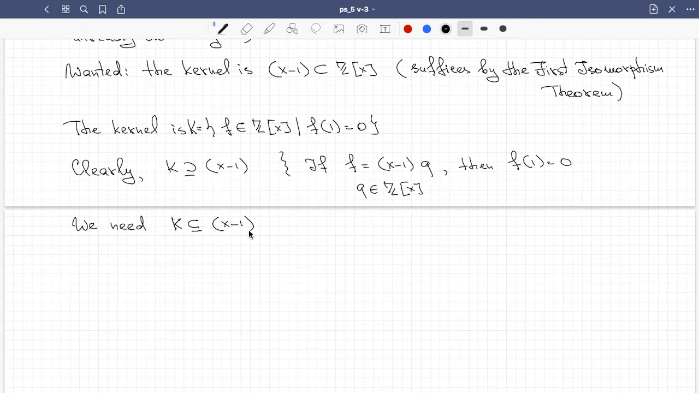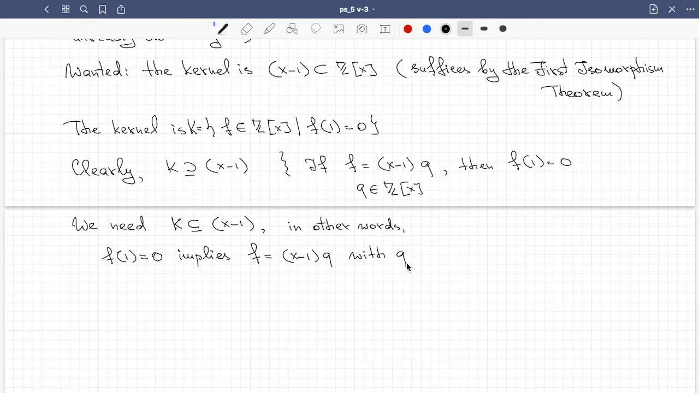Meaning, what does it mean? In other words, we want to prove that f of 1 is 0, f belongs to the kernel. The kernel is all polynomials satisfying this condition, implies that f is equal to x minus 1 times q with some q in our ring.